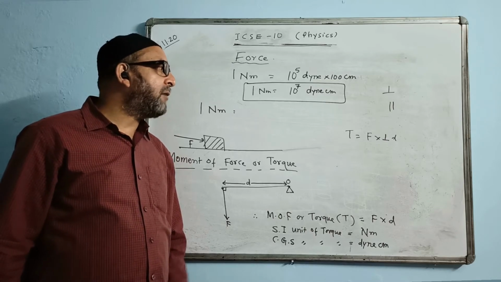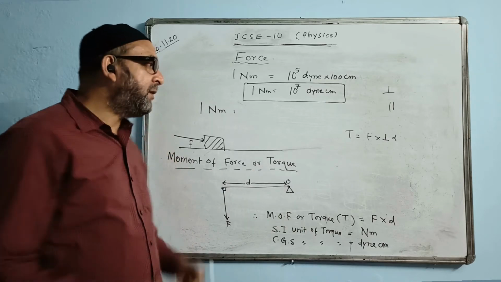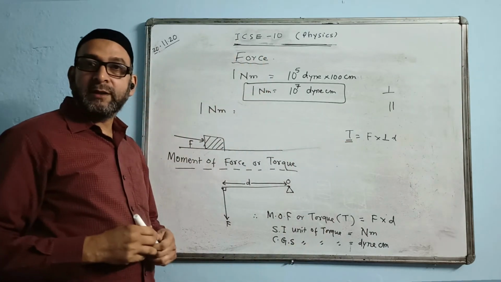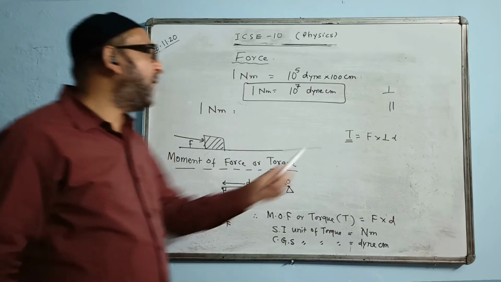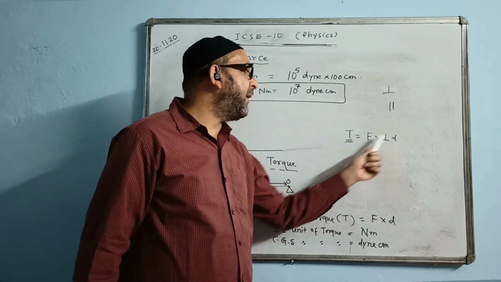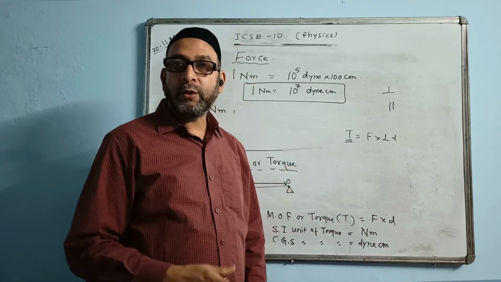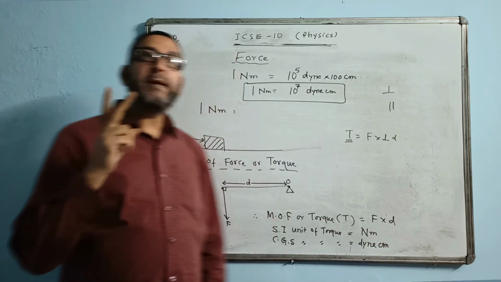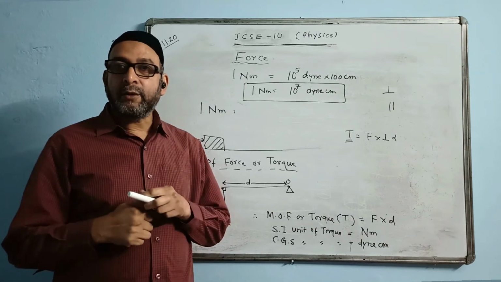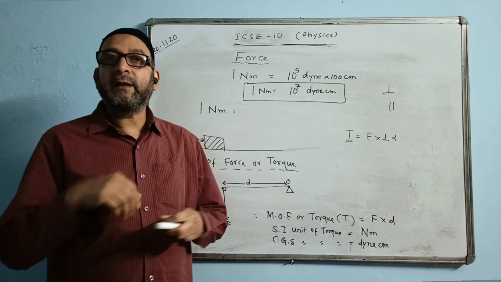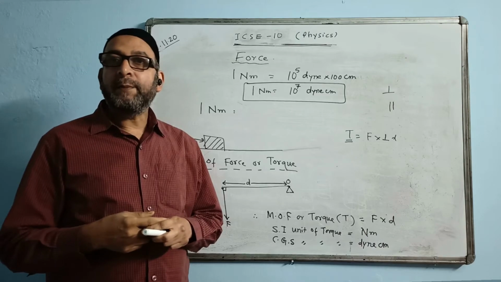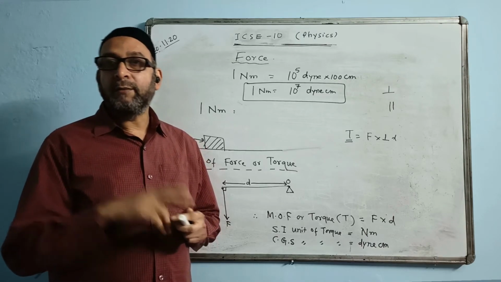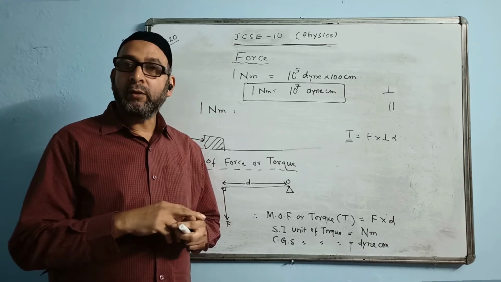But one interesting fact you will find: when torque is constant, the same in both the cases, then how will force and perpendicular distance depend on each other? Are they directly proportional or inversely proportional? In physics, there are two types of proportionality. One is directly proportional, one is inversely proportional. What is the meaning of directly proportional? Directly proportional means when one quantity increases, the other quantity also increases. When one decreases, the other also decreases.